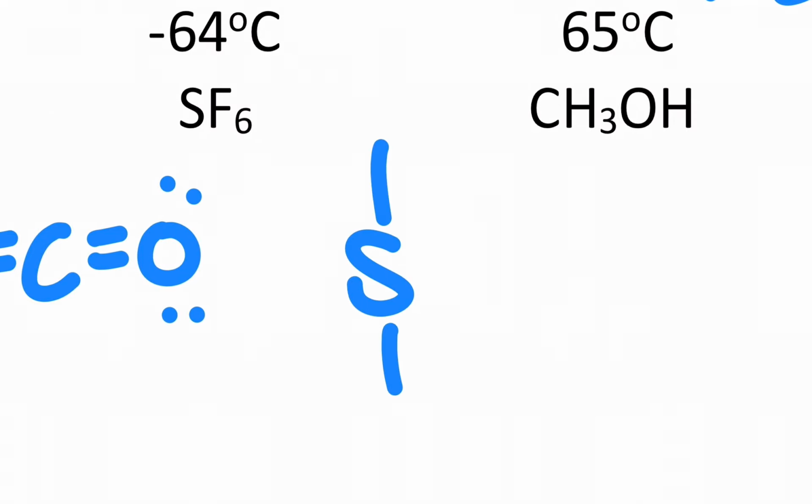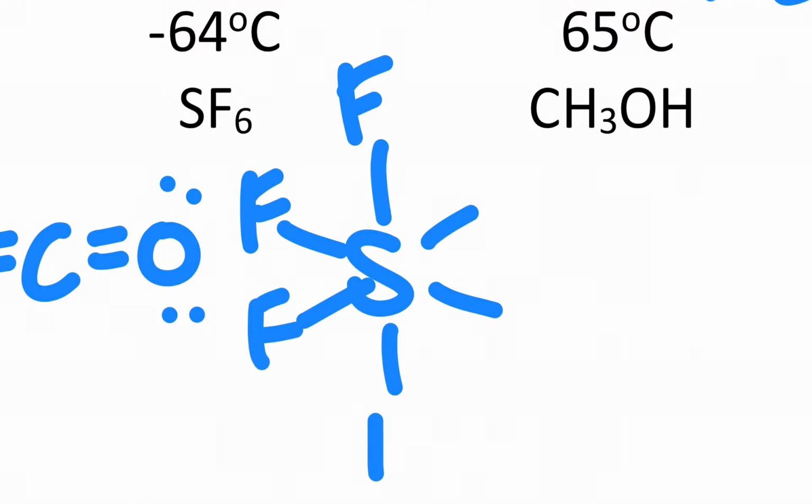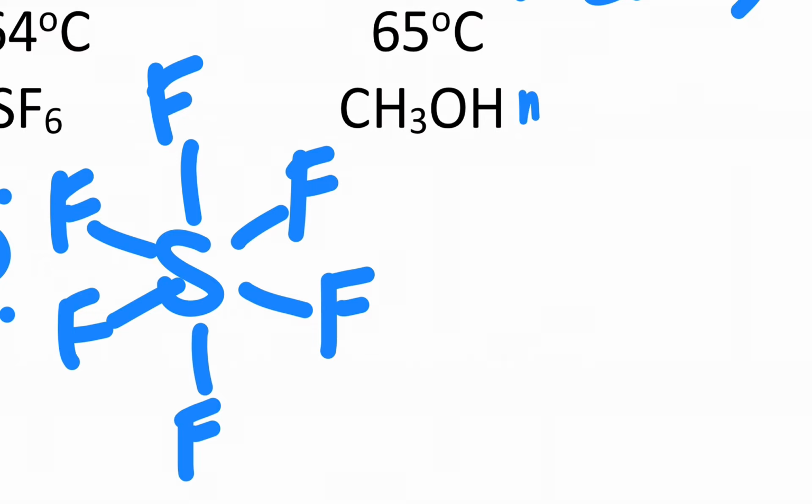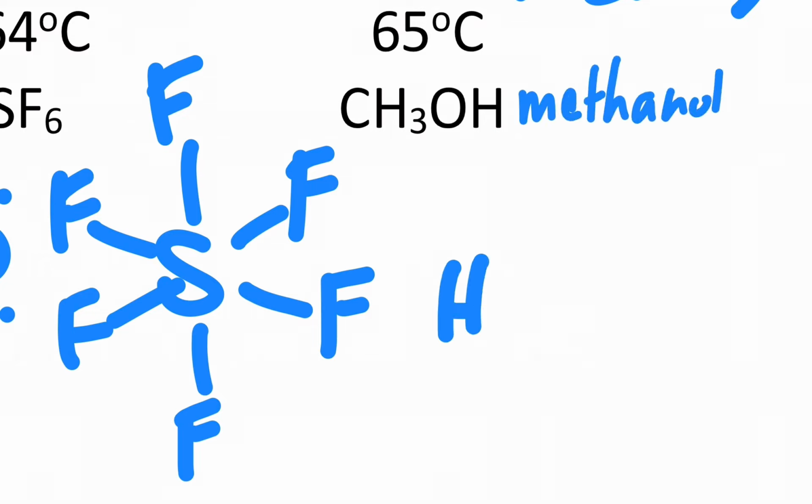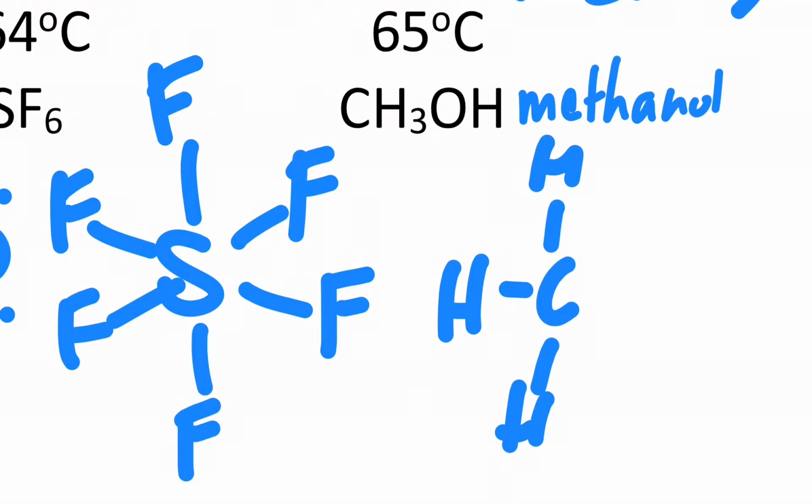Sulfur hexafluoride. There's lone pairs on all those fluorine atoms. And then methanol. This is the methanol molecule. If you forgot that name, that is a combination of a tetrahedral carbon and a bent oxygen.